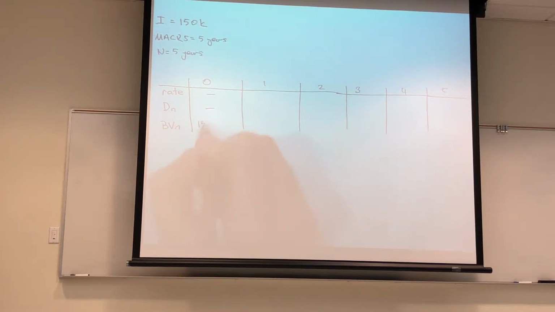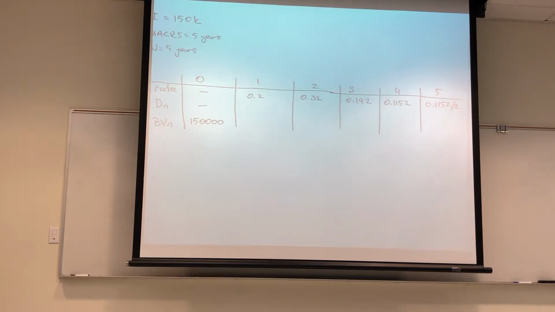So book value for year 0. And can one of you remind me when I have 30 minutes left? Thank you. Okay, the rate is 0.2, 0.32, 0.192, 0.1152. And remember, we have half year, so 0.1152 divided by 2, right? Because we're not fully depreciating it.